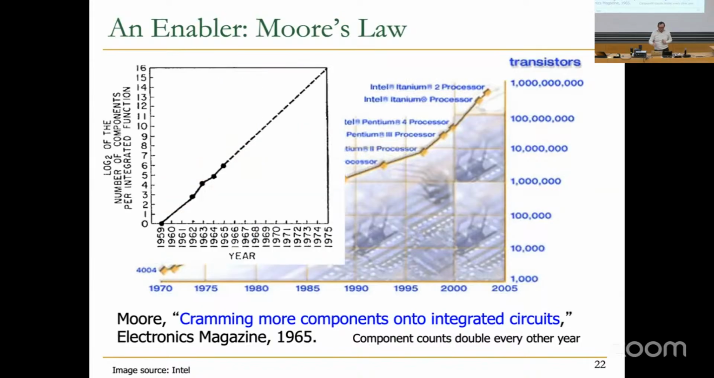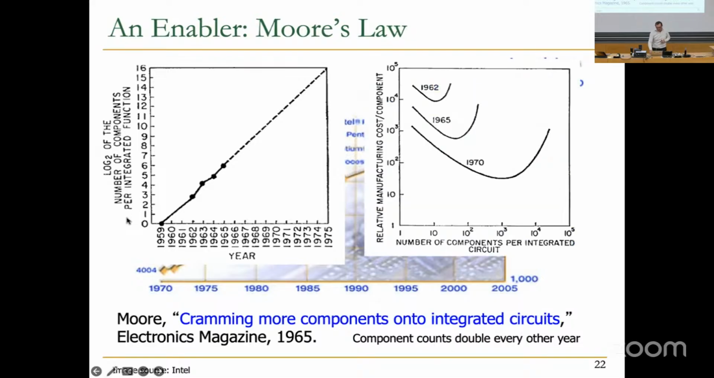And this is Moore's original picture, where he plotted the year of fabrication against the number of components per integrated function on a chip. He basically figured out that it goes like this. This is log scale, as you can see, so it's growing exponentially. And this is another picture that I like, where he plotted circuits manufactured in 1962, 1965, and 1970. He showed that the relative manufacturing cost per component, where you can think of a component as a transistor, has a sweet spot.